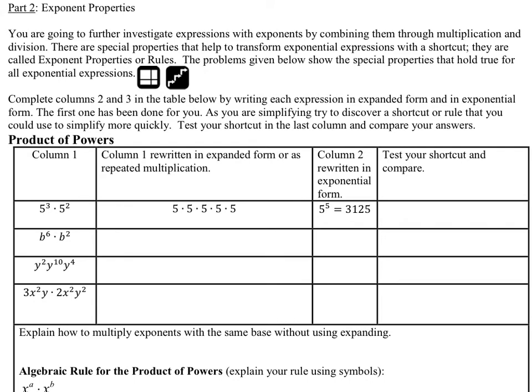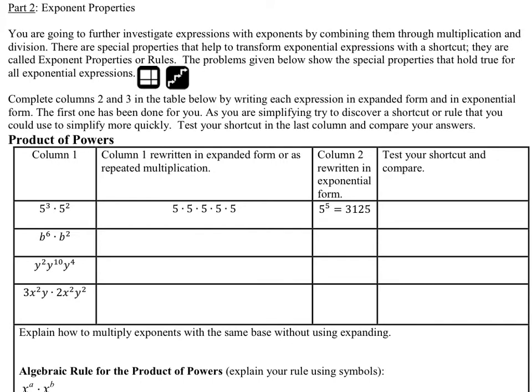All right, let's look at some properties of this stuff. Some of you guys have probably noticed this already. We're going to further investigate expressions with exponents by combining them through multiplication and division. But there's one thing that we need to notice about these, which is that they're all going to have the same bases. They're called exponent properties or rules. As it turns out, you don't even have to memorize these. You can always just expand and then rewrite them using exponentials. The problems given below show the special properties that hold true for all exponential expressions.